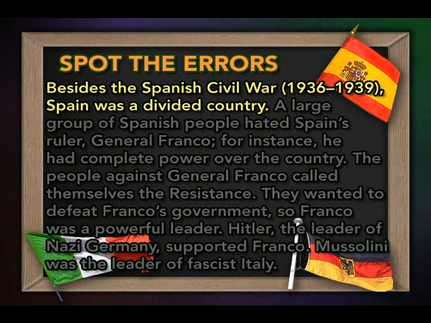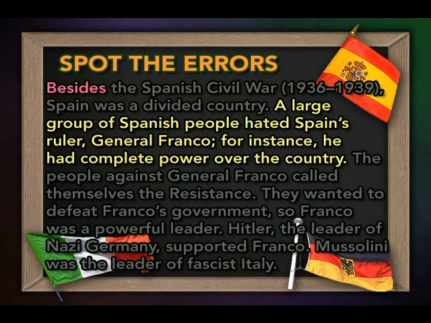Here's my answer. "Besides the Spanish Civil War, 1936 to 1939, Spain was a divided country." Well, "besides" makes no sense at all because it's the wrong word. It doesn't show any relationship between those particular word groups. "Besides" doesn't show cause or effect or anything of the nature, so obviously that is incorrect.